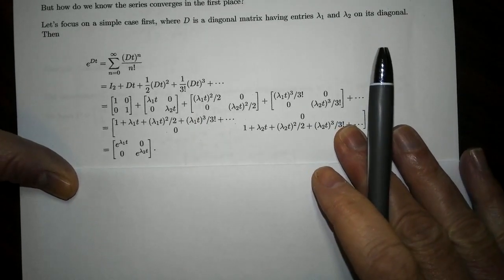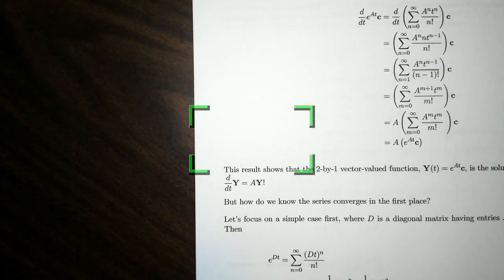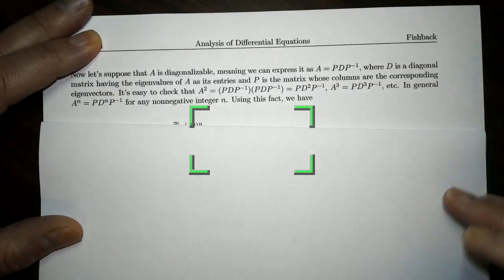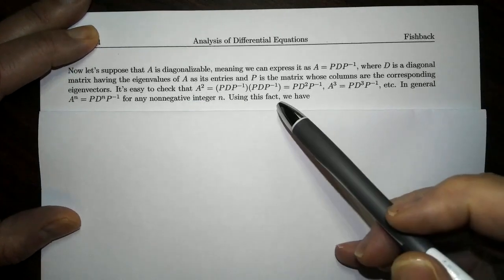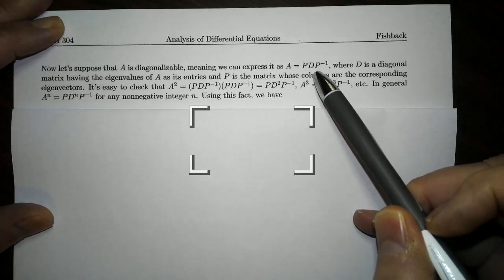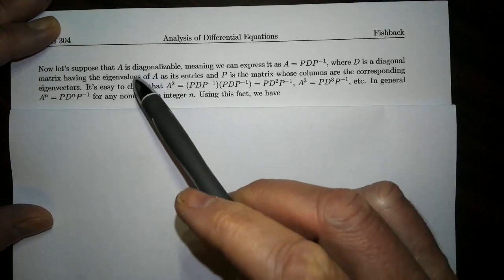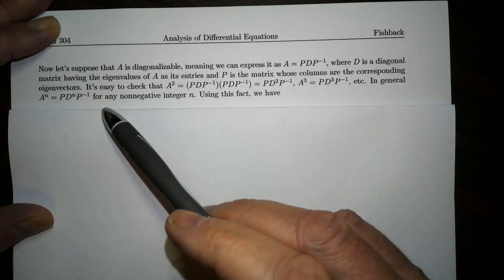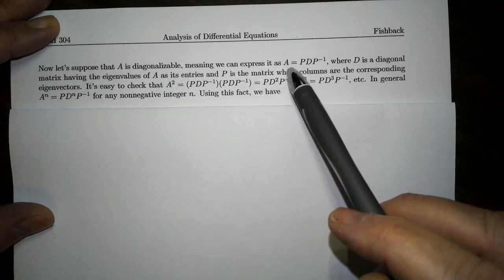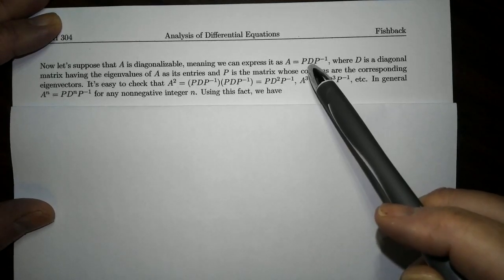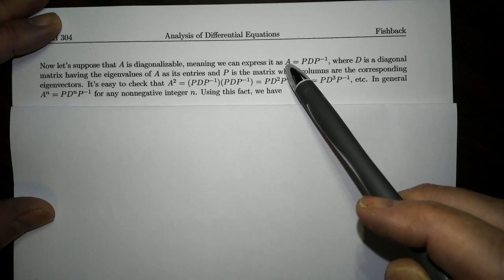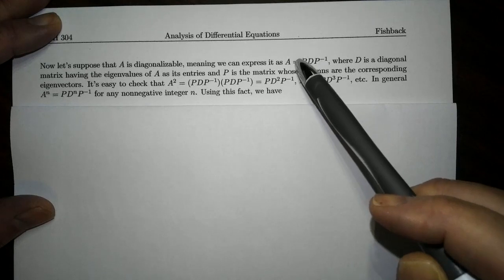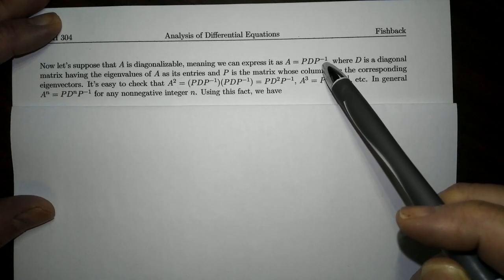But what if we have a matrix A in general? Let's assume that A is a special type of matrix, meaning it's diagonalizable. We can write it as A equals PDP inverse. D is a diagonal matrix having the eigenvalues of A as its entries, and P is the matrix whose columns are the corresponding eigenvectors. Okay, now when can we diagonalize a matrix? Well, not all of the time, but if the eigenvalues of A are distinct, it's a fact that the eigenvectors of P have to be linearly independent, so P would be an invertible matrix by the invertible matrix theorem.